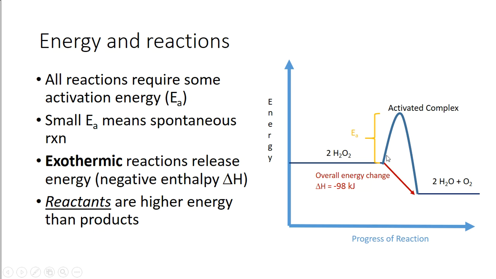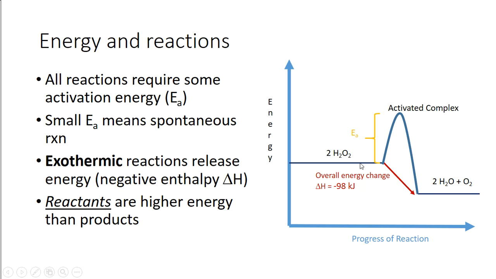So if that energy to get to the activated complex is small, then it's going to be what we call a spontaneous reaction, which means it doesn't take much to make it happen. All right, so this is an example of an exothermic reaction. The energy difference between the reactants and the products is such that the products are of lower energy, so energy will be released.